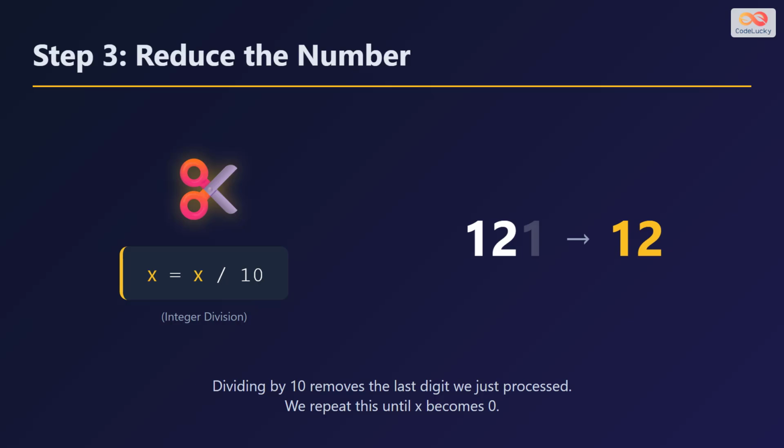Step 3 is reduction. We update our original number by performing integer division by 10. This effectively chops off the last digit we just processed. For example, 121 divided by 10 becomes 12. We repeat this entire process until the number is reduced to 0.